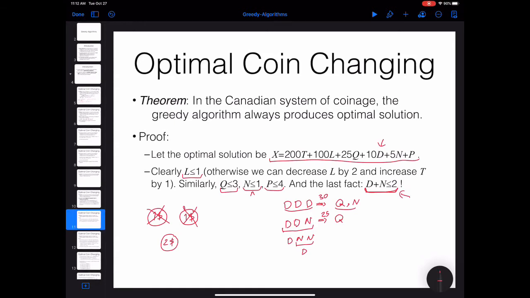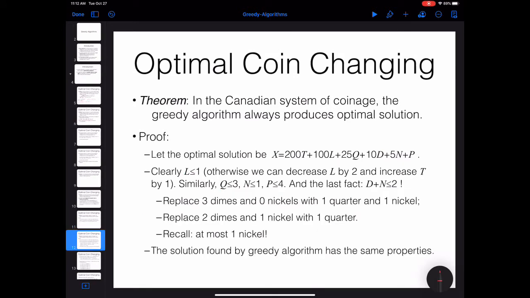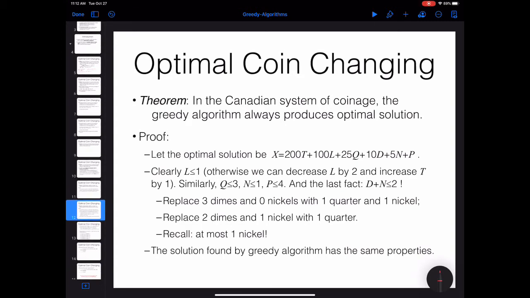I have written all of these here, a complete discussion. We have already found these properties about the optimal answer. How am I going to prove that the greedy algorithm gives you the optimal answer? I'm going to show you that the greedy algorithm follows exactly the same properties, and in this way you can show that the greedy algorithm cannot give you any answer greater than the optimal answer.